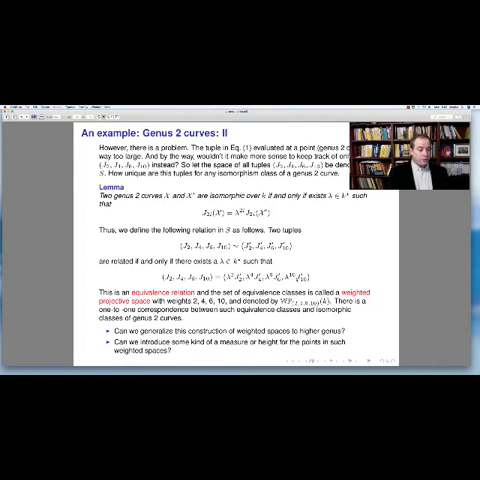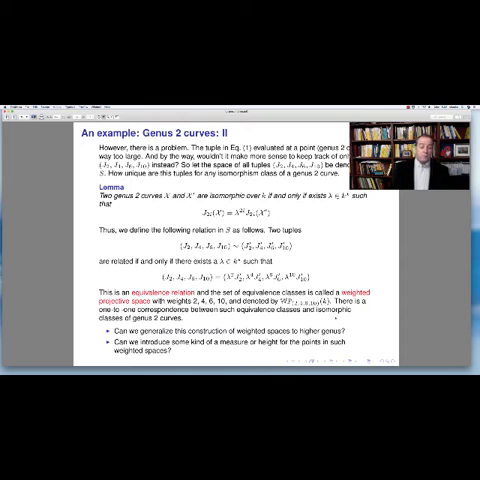Okay, so this is an equivalence relation, and each equivalence class corresponds to the isomorphism class of a genus 2 curve. The set of such equivalence classes is basically the weighted projective space, in this case with the weights 2, 4, 6, and 10, over whatever field we are working with.